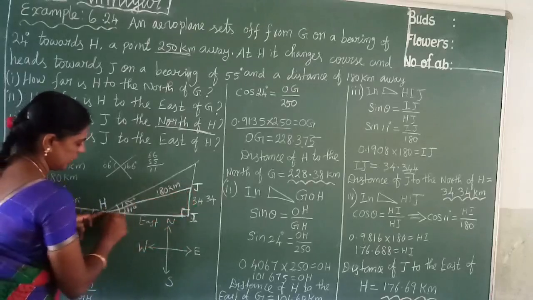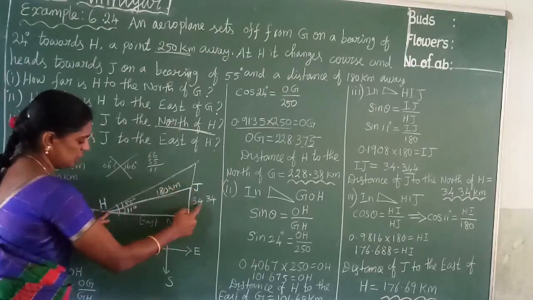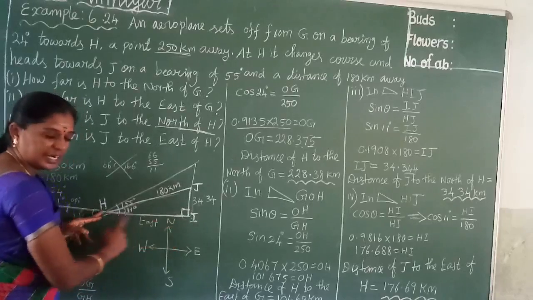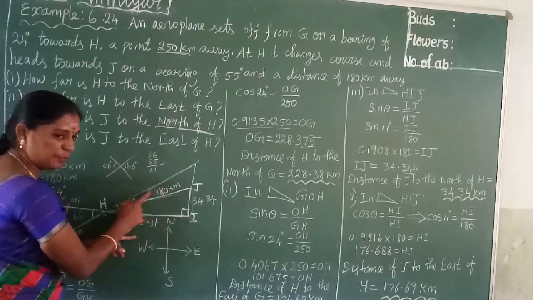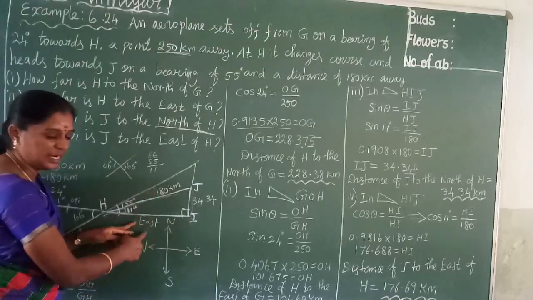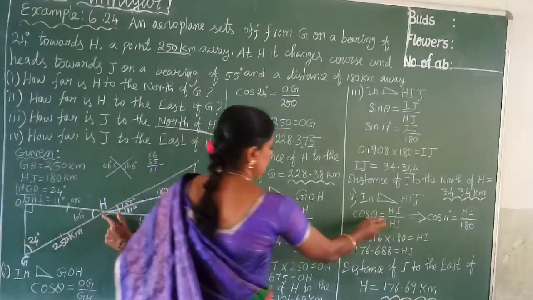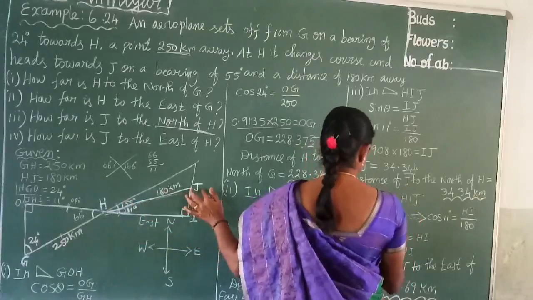The same triangle you select. Here theta. This one is opposite, this one adjacent, this one hypotenuse. We want to find HI. HI means that is the opposite side. We know the hypotenuse. Adjacent, sorry, hypotenuse. Adjacent and hypotenuse means which ratio? Cos theta. So cos theta is equal to HI by HJ hypotenuse.